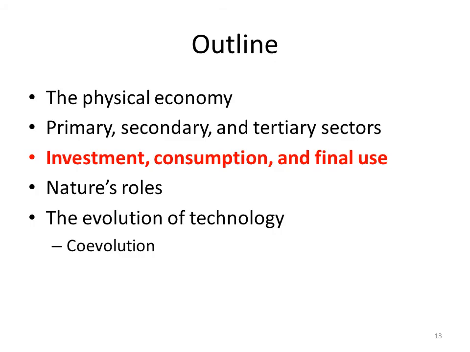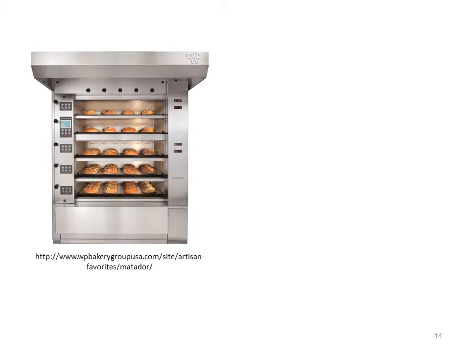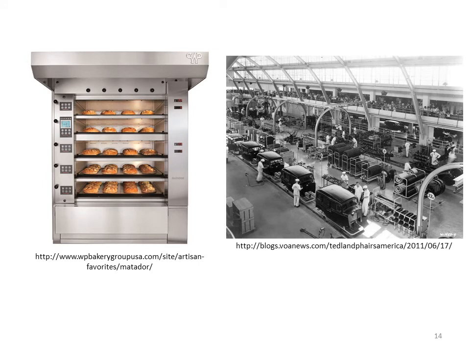I mentioned final use earlier, and now it's time to go into that, but we'll get there by way of the difference between consumption and investment and the idea of physical capital. Physical capital is tools used to make stuff. Examples include an oven at a bakery or an assembly line in a car factory.